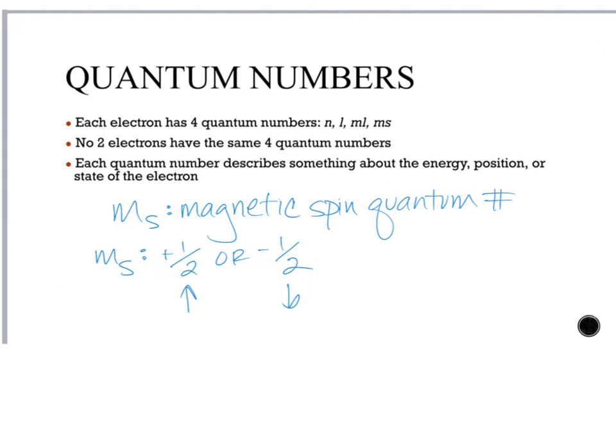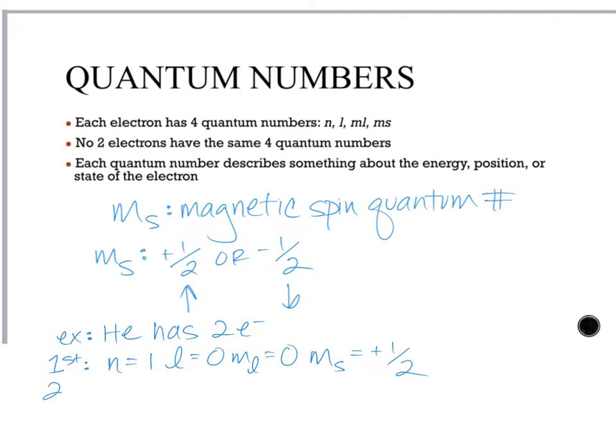So that's why we assign one to be plus 1/2, or spin up, and the other one to be minus 1/2, or spin down. Any 2 electrons in an atom can share 3 of the 4 quantum numbers, but they cannot have all 4 quantum numbers be the same. So for instance, I can have an electron in helium with n equals 1, l equals 0, and m sub l equals 0. One electron, though, has to have an m sub s value of plus 1/2, while the other electron has to have an m sub s value of minus 1/2.